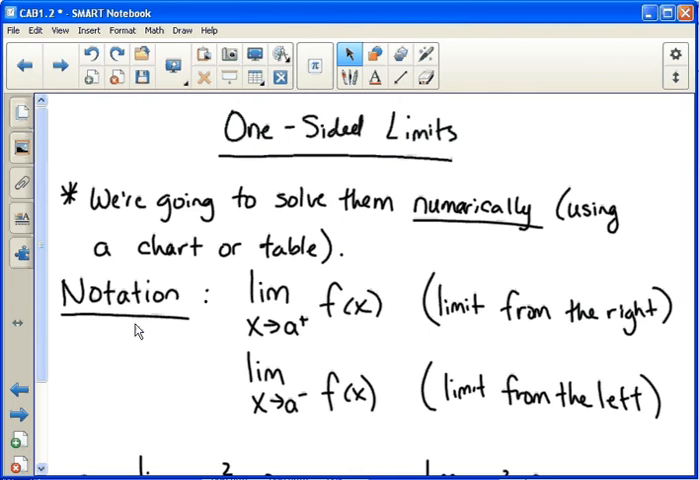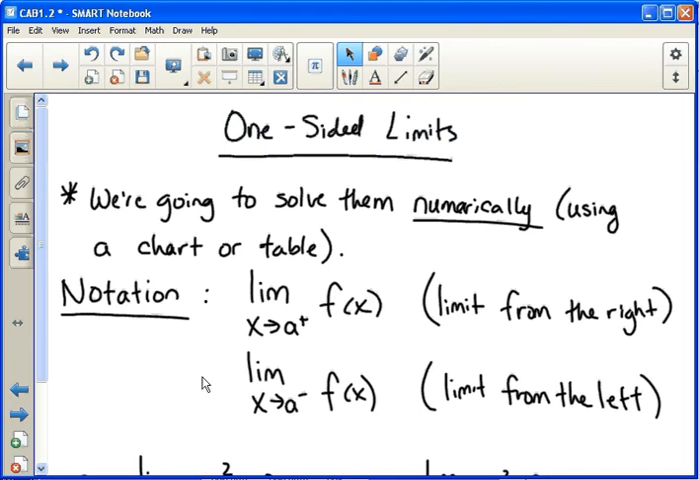So first of all, this would be read, the limit as x approaches a from the right of f of x. Or you can even say the limit of f of x as x approaches a from the right. And this would be the limit as x approaches a from the left for the function. They're written like superscripts, the same place you would write a squared or a cubed, but it's a plus sign for from the right and a minus sign for from the left.